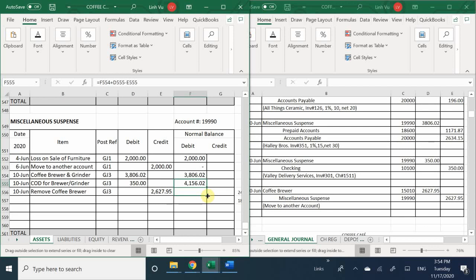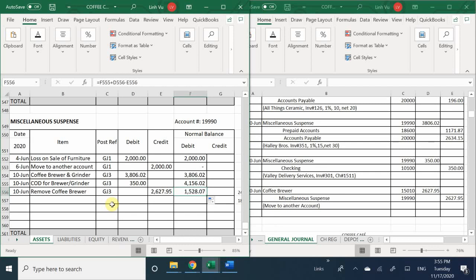And so what's left in your account right now for the miscellaneous expense is solely just a coffee grinder. And how much is the coffee grinder worth right now? What's the account going to be if you subtract? The amount that's left in the account is $1,528.07, and that is how much your coffee grinder is going to be. That's including the tax, including the freight. So that is your current amount for your coffee grinder.